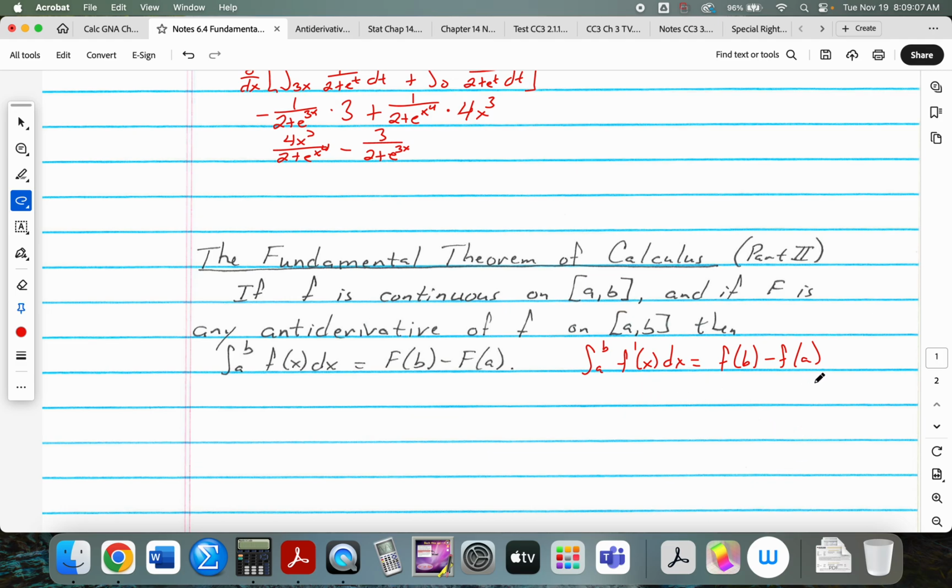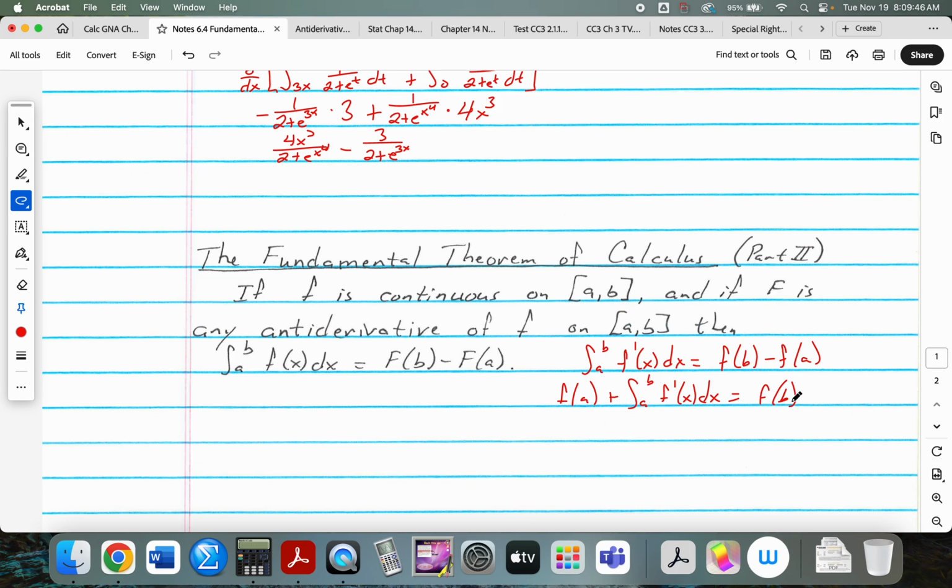I very much like this because it tells me that the integral of a rate of change gives me the total change in whatever the quantity is. So if this happens to be velocity, this is going to give me displacement. But it can be any rate of change. And if we go on and add the f of a to the other side, we can say f of a plus the integral from a to b of f prime of x dx gives me f at b.